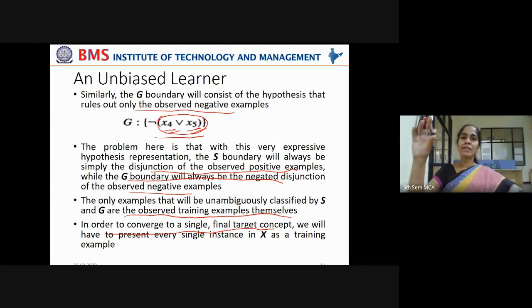In that case, this hypothesis space will always make a true prediction only. It will not make a false prediction at all. Now, if a new instance whose outcome label should be no, it will still predict yes. That means it is misclassifying. It is not able to generalize properly. That is what is expressed in the last point. In order to converge to a single final target concept, we will have to present every single instance in X as a training example, right? And that target concept has lots of hypotheses. What is the use if it is not able to generalize?